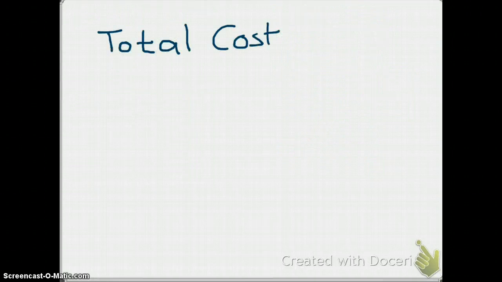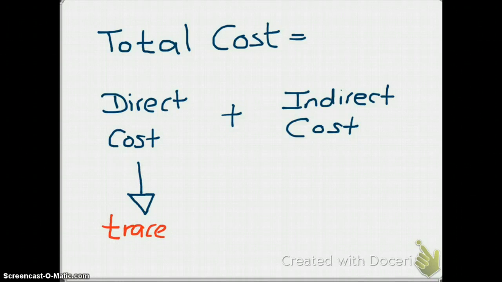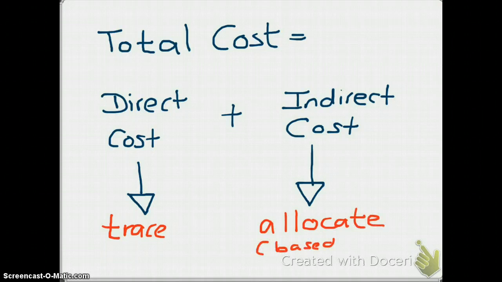To summarize, the total cost of a product is the sum of direct costs and indirect costs. Your direct costs can be traced to your cost object. However, your indirect costs cannot be traced to your cost object. So what we have to do is find a way to assign, or what we mean by assign is to attach, these costs to your cost object. We say that we allocate, so you need to know the term allocate. We allocate the indirect cost to the cost object based on some criteria. We will learn about allocation later in the near future.